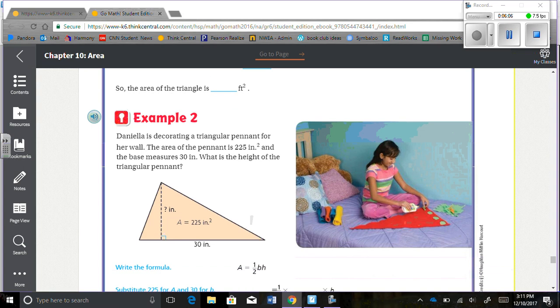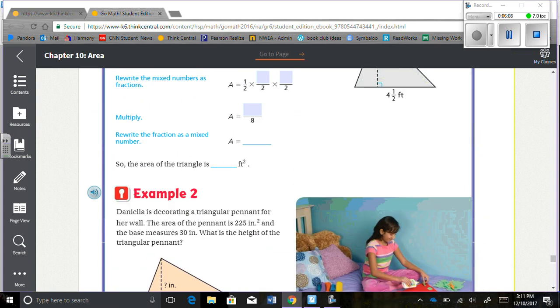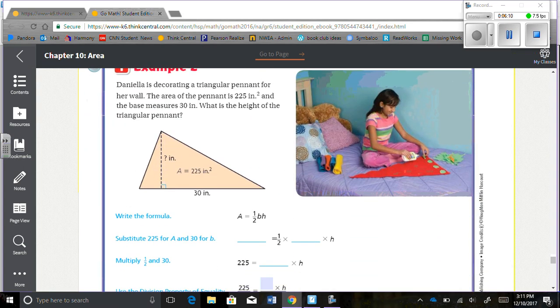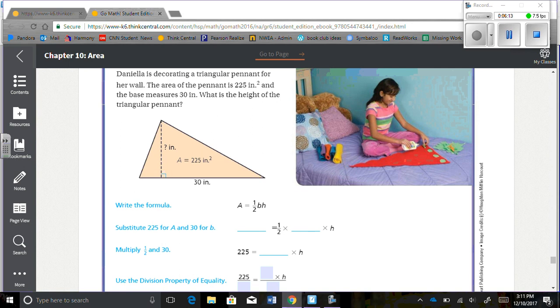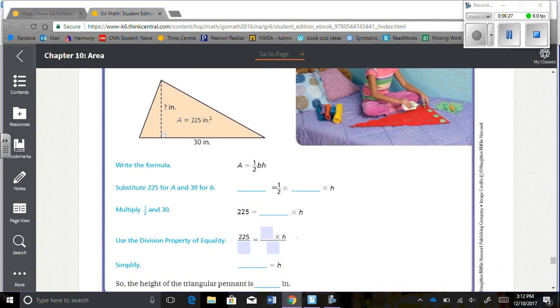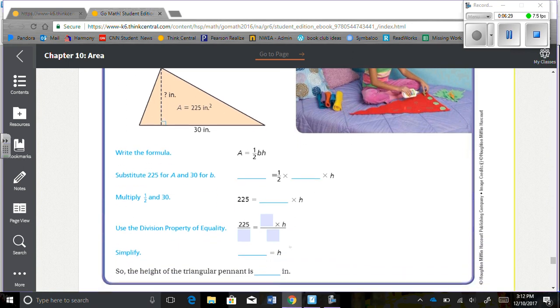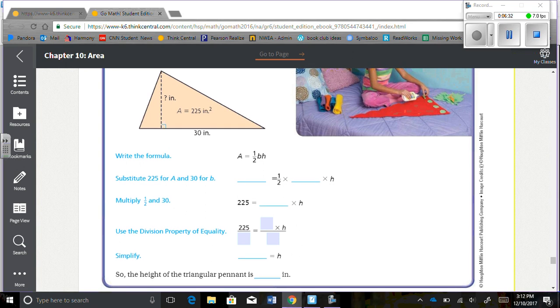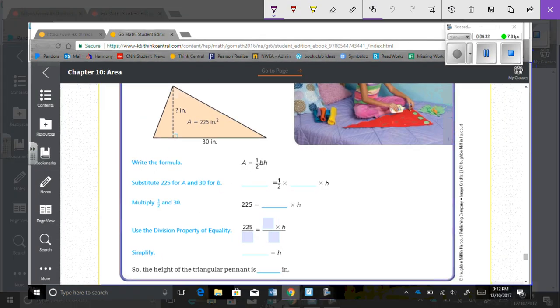All right, let's look down at example 2. Daniela is decorating a triangular pennant for her wall. The area of the pennant is 225 inches squared and the base measures 30 inches. What is the height of the triangular pennant? Okay, so this one, we know the area and we know the base. We don't know the height, so it's going to be a little bit different than our other problems. First, we're going to write the formula. So area equals 1/2 base times height.